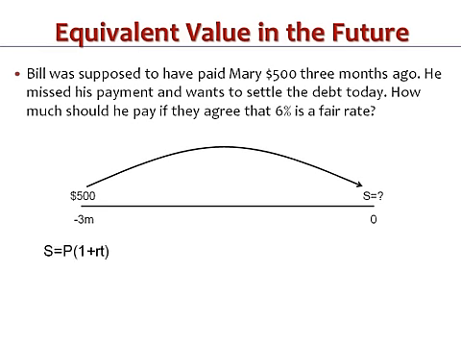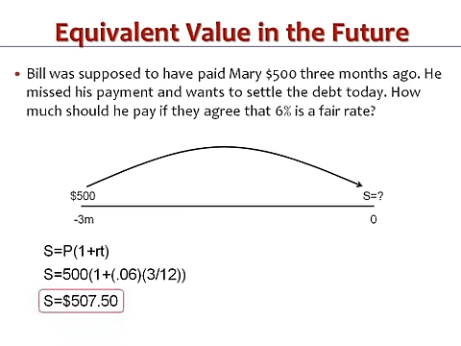So there's the formula. Here it is with the numbers in place. And originally $500, carrying forward at 6% for 3/12 of a year. We're not going a whole year. We're only going 3 months, so that's 3/12 of a year. We worked that out, $507.50. And so if Bill paid Mary $507.50 today, they'd both be happy and they'd be done. All right.